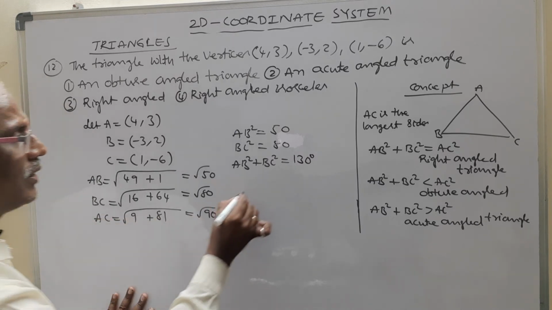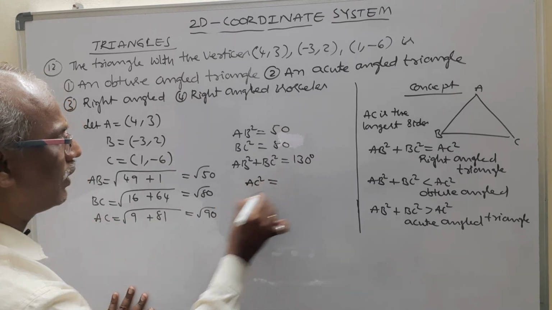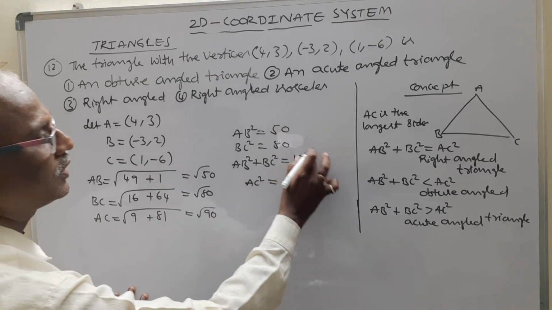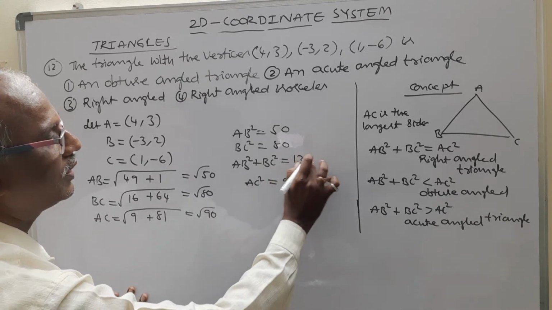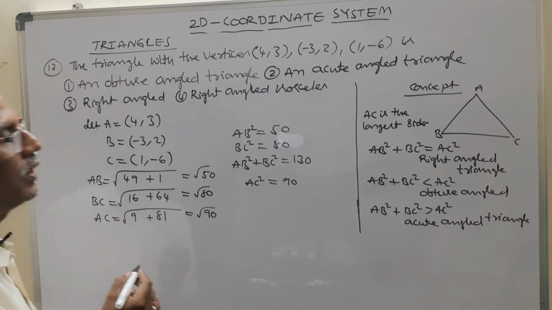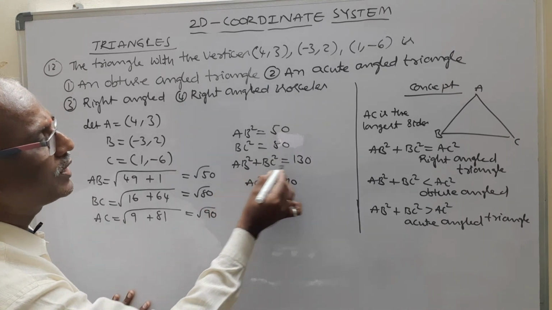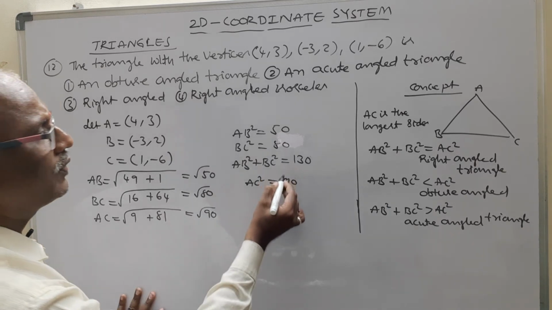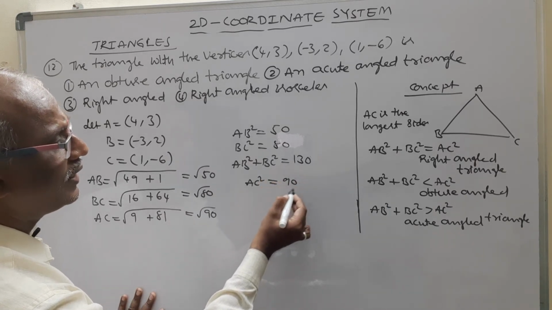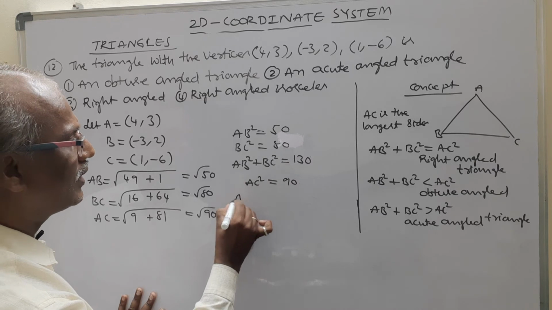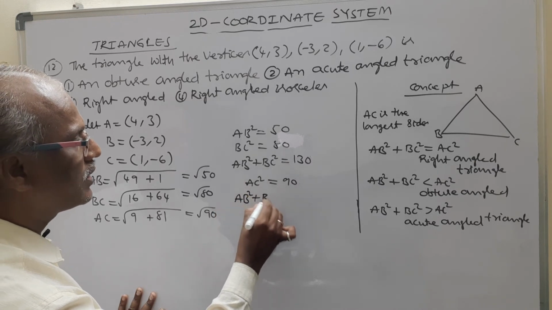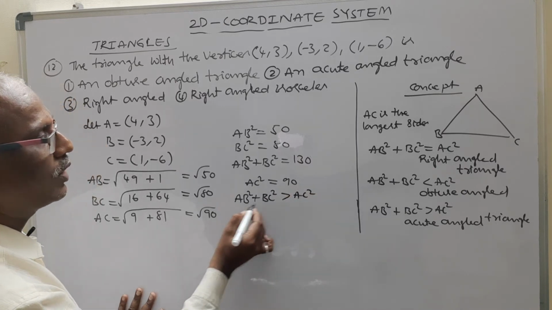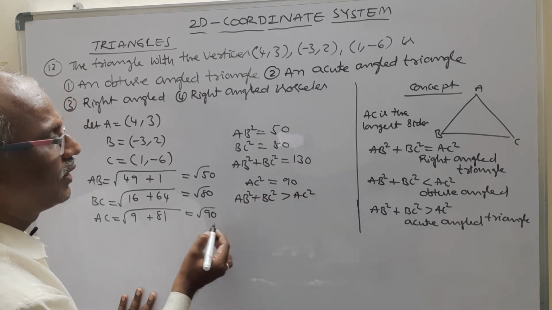The third side AC square, root 90 whole square, 90. AB square plus BC square equal to 130 units. AC square equal to 90. Compare: 130 is greater than 90. Here the condition AB square plus BC square is greater than AC square.